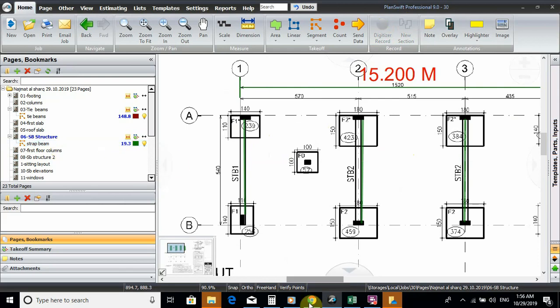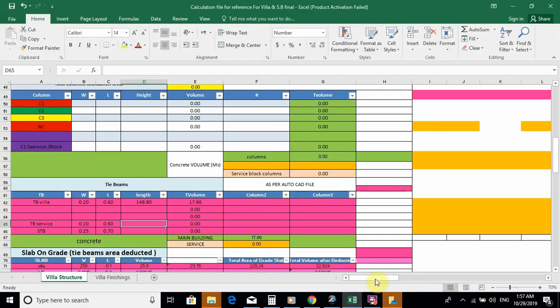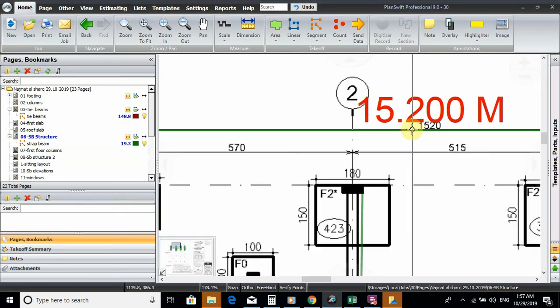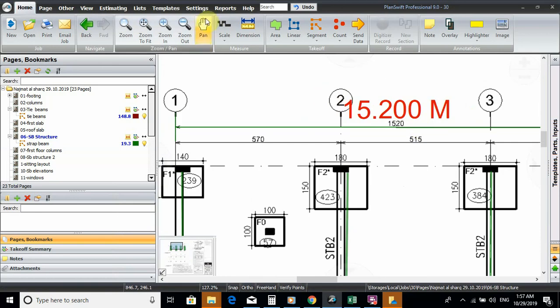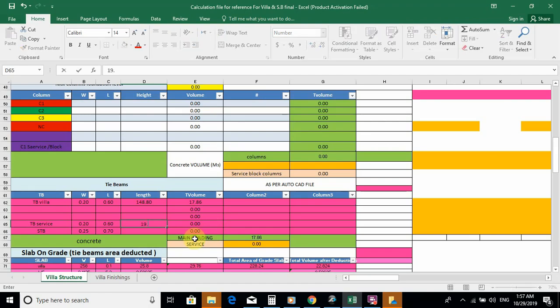19.3 the strap beams. Make sure you made the scale. Yeah, because this software will not let you calculate anything unless you make the scale. 19.3 in the strap beam. Okay, make sure it's the length.